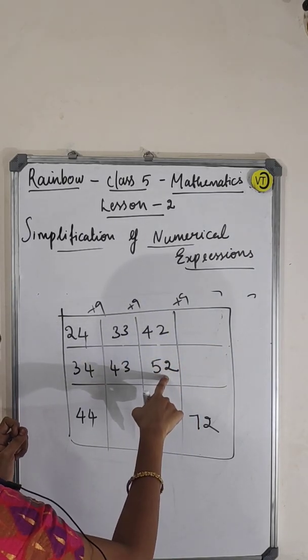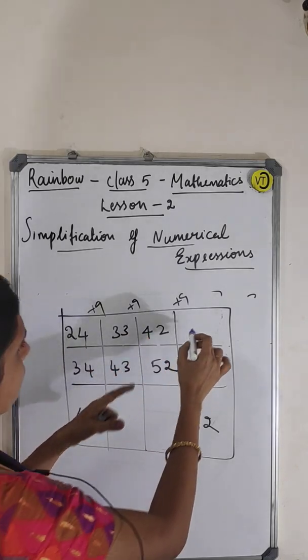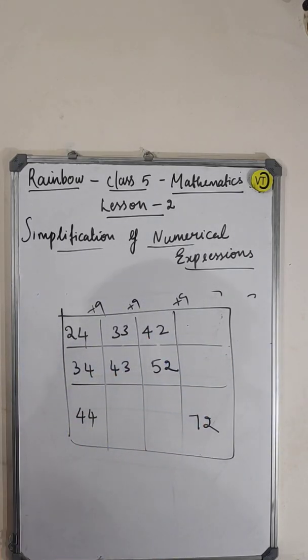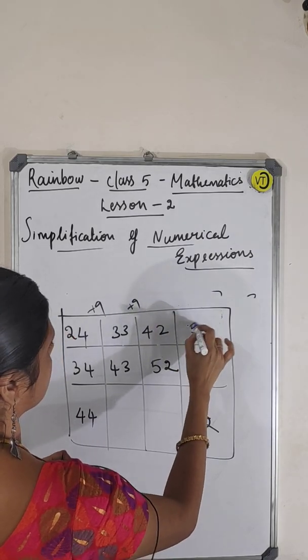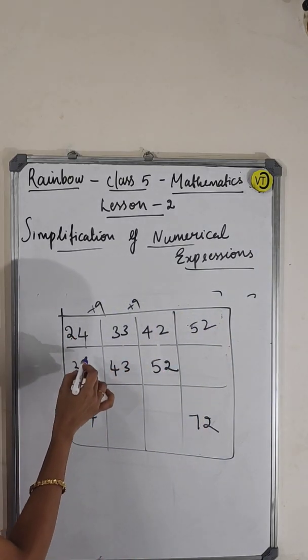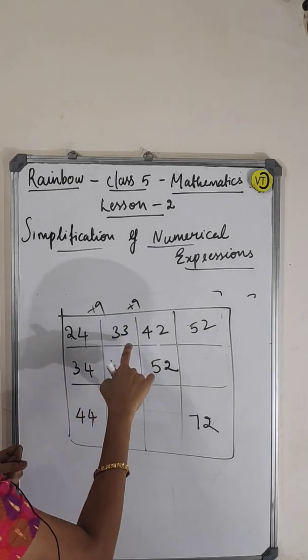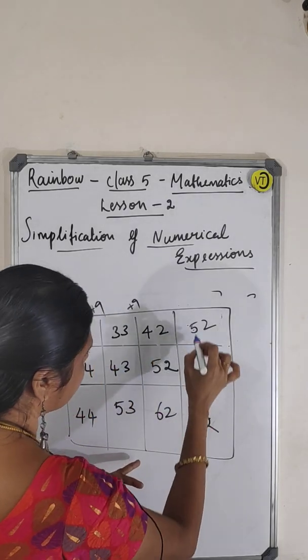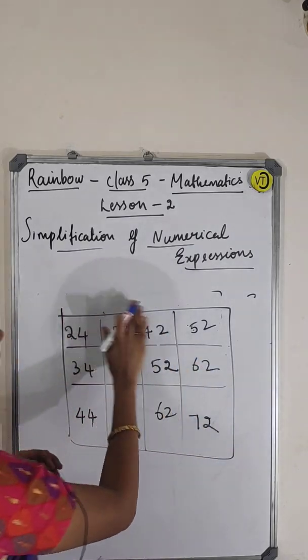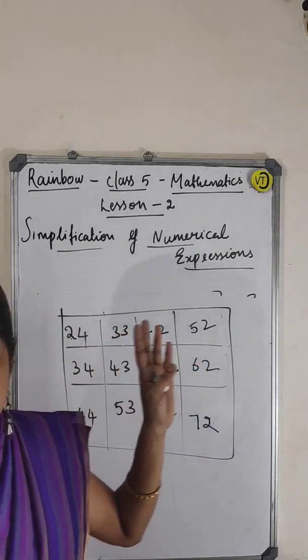24, 33, 52 it is coming. So 24, 34, 44, 33, 43, 53, 42, 52, 62, 52, 62, 72. Either you can do like that also. Plus 9 it is fine.